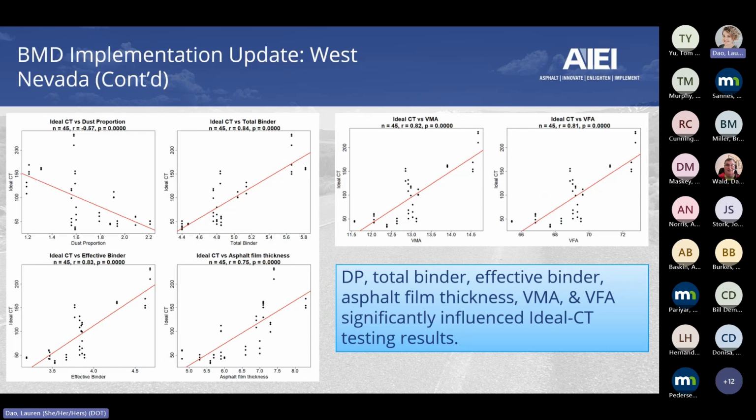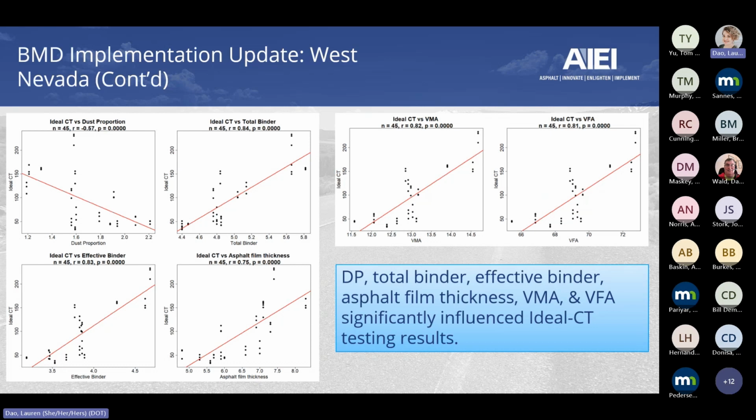So all of them, if you look at the p-values, are way less than 0.05. So what that tells you, if you look at it a little bit, is that with the higher dust proportion, you have a trend of decreasing CT index. There's a likelihood that your CT value is going to go down. And then consistently, whether you add the effective binder, or the asphalt film thickness, the total binder, or your VMA, or your VFA, which some of those are interrelated, right? You see that that will improve your CT value.